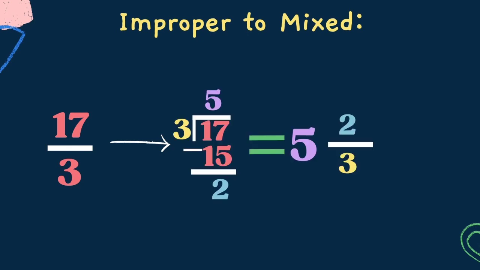And here's our solution. 17 divided by 3 is equal to 5. 5 times 3 is equal to 15. 17 minus 15 is equal to 2. Again, copy the denominator, which is 3. The quotient will be our whole number, and the remainder will be our numerator. There we have 5 and 2/3.